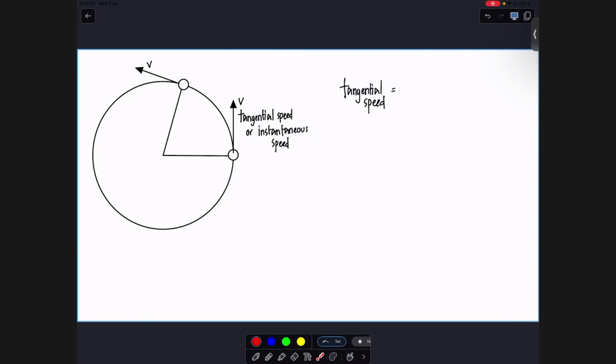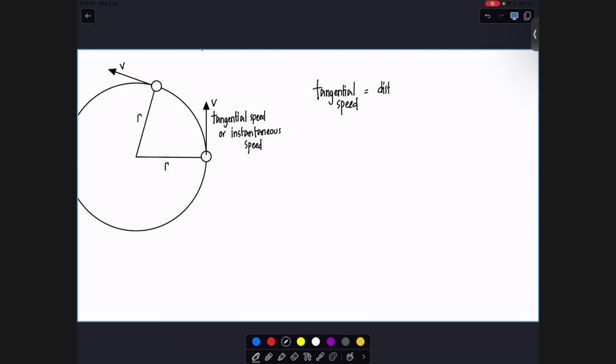What is the distance traveled by an object undergoing circular motion? Complete circle, circumference, right? So distance traveled divided by time taken. The distance traveled is how much here? If it goes in a complete circle, 2 pi r, right? So 2 pi r divided by, it's a complete circle that it covered, right? Can you tell me what is the time taken? Capital T, it's a time period, capital T.